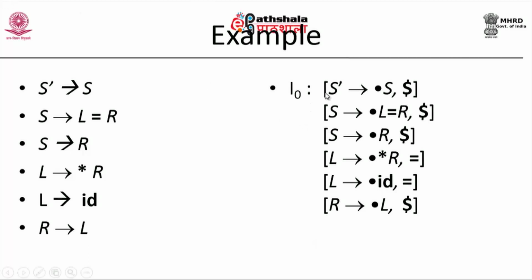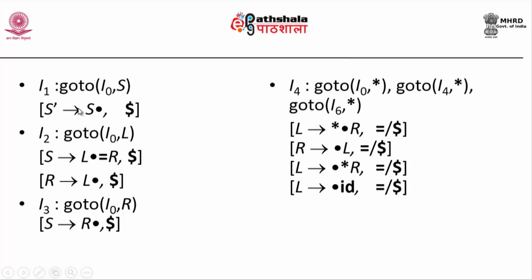So again, I0 will be S dash produces dot S comma dollar, S produces dot L equal to R comma dollar, dot R comma dollar, dot star R comma equal to. Now equal to, why am I looking at equal to here? This is B, this is beta A, so equal to is here. Dot ID comma equal to, dot L comma dollar, that is what I have here, I0. Now I1 will be the same.